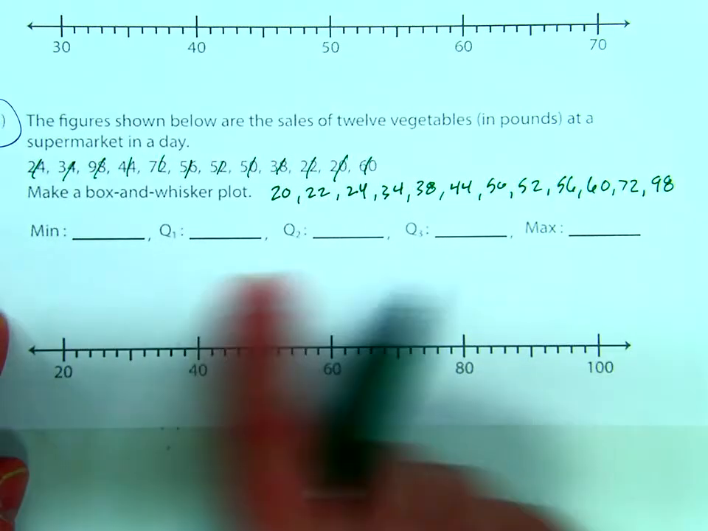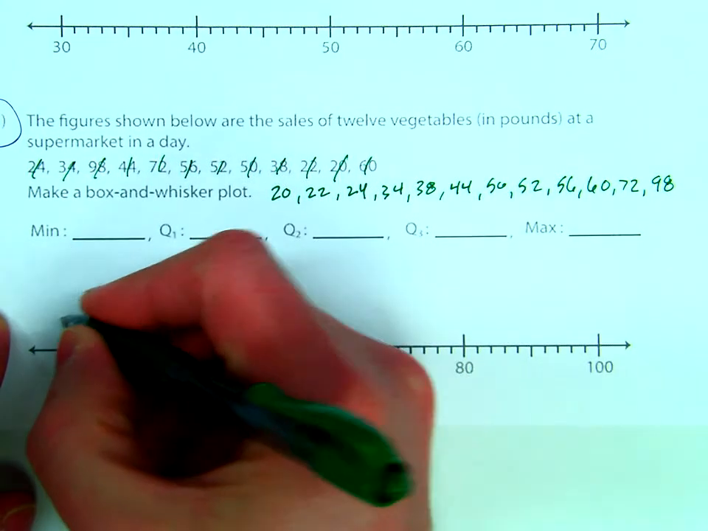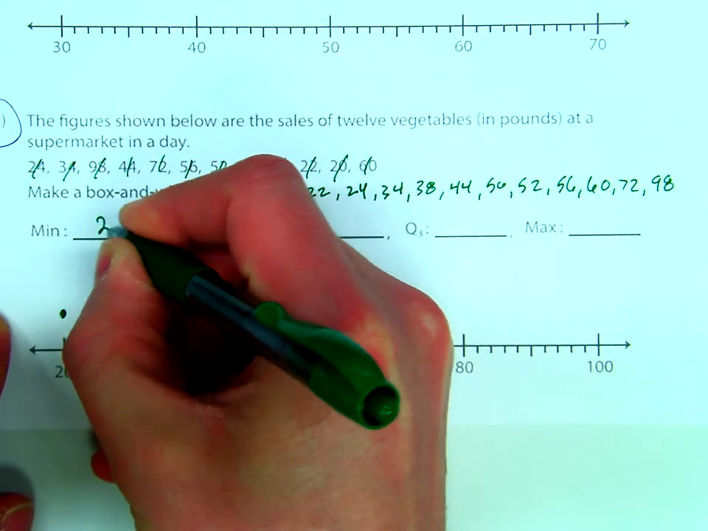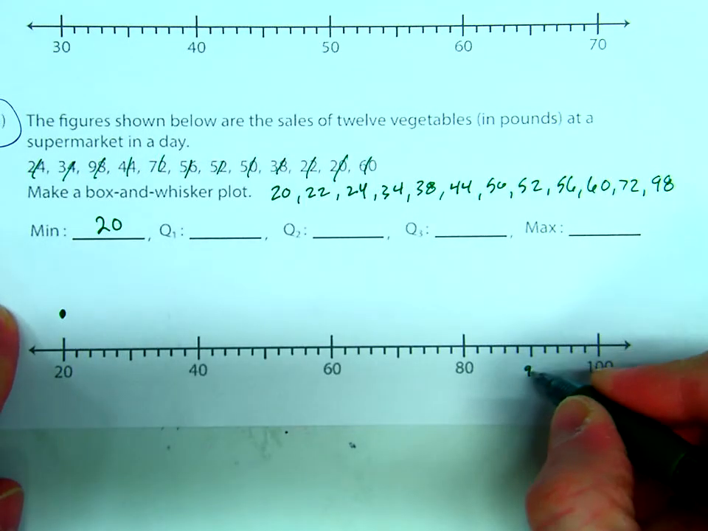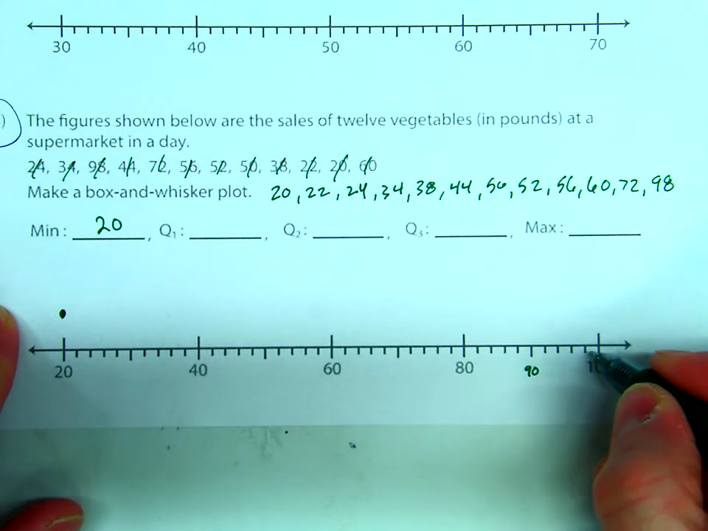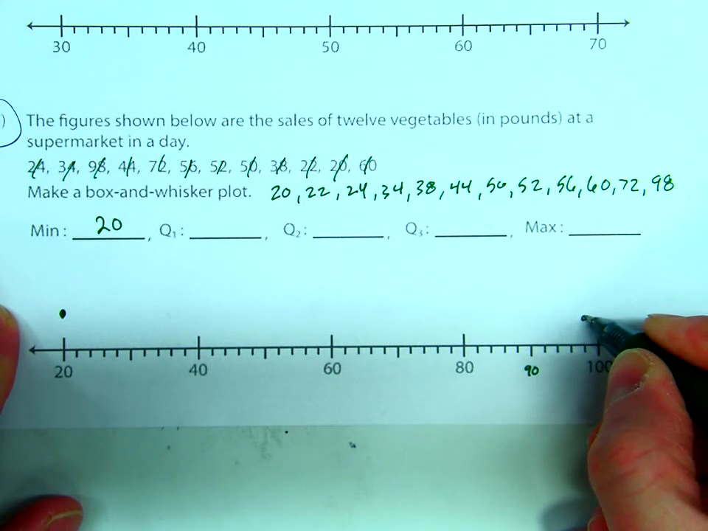So let's first look at a couple easy ones, like the minimum. That's just simply our smallest number. So that'd be 20. And our maximum, 98. Looks like our number line goes by 2's, so 98 would be right there.